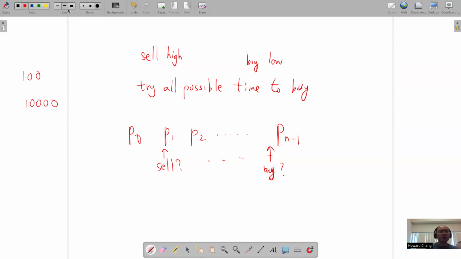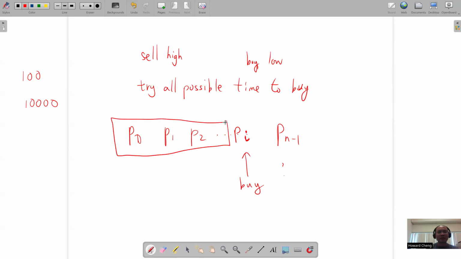So what we're going to do, we're going to try all possible places to buy, on day I, let's say. If we want to buy, we must have sold at some point previously. Which day do I want to sell? I want to sell it at the best possible day.